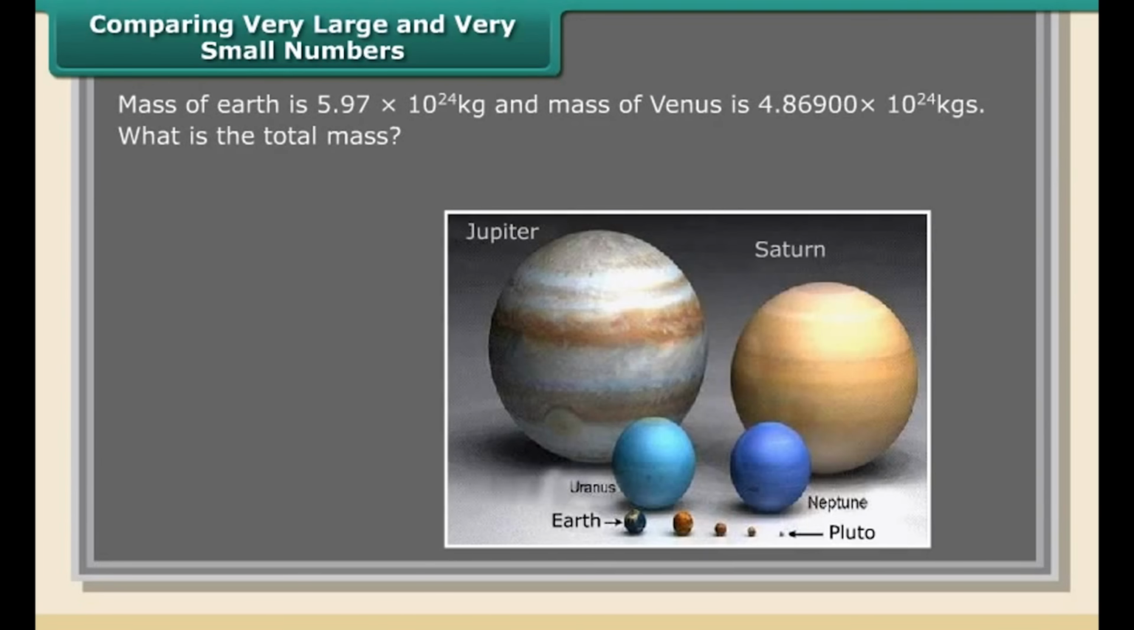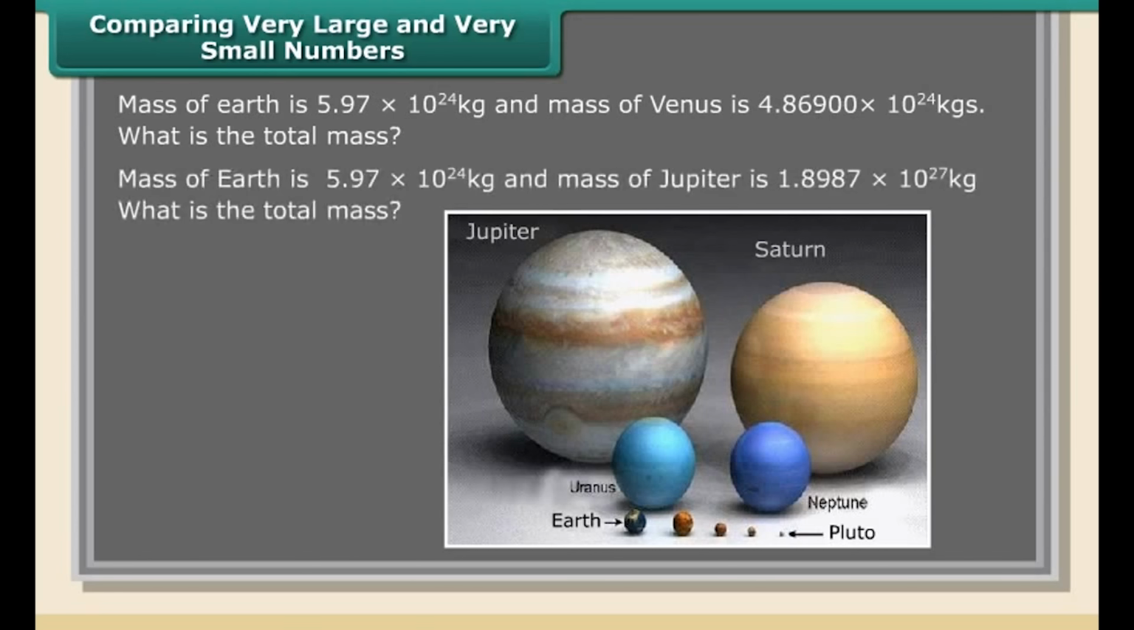Mass of Earth is 5.97 into 10 raised to the power 24 kilograms, and mass of Venus is 4.86900 into 10 raised to the power 26 kilograms. What is the total mass?